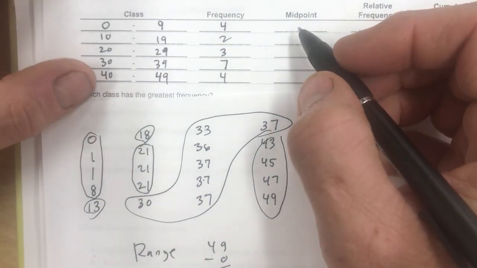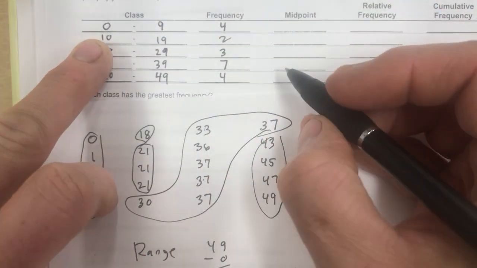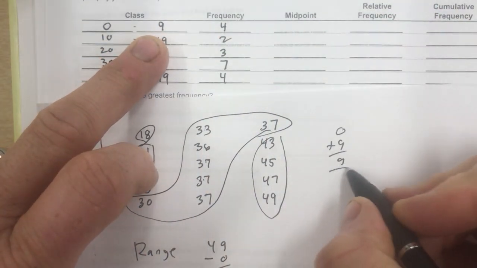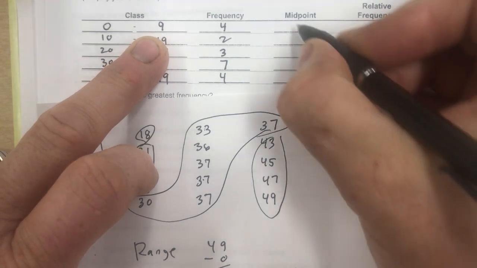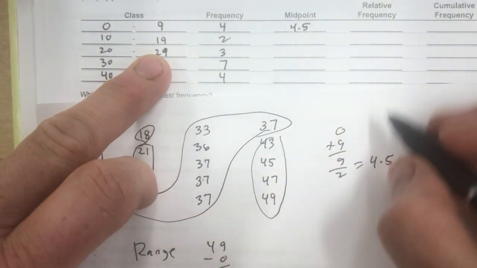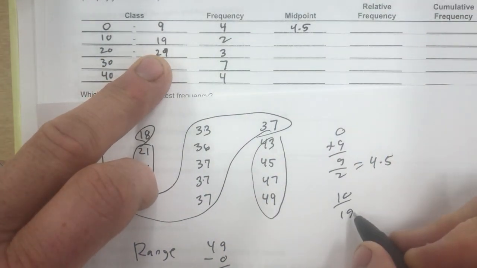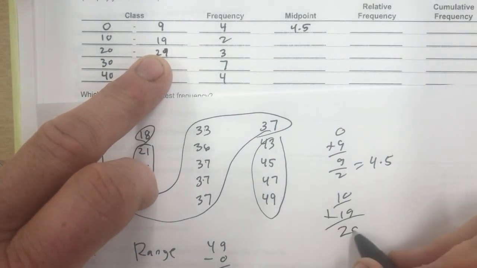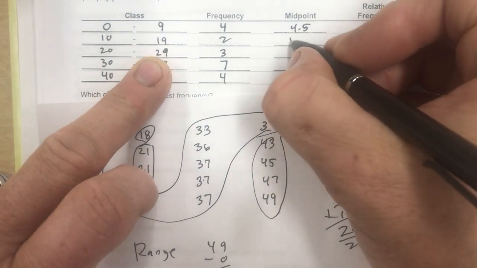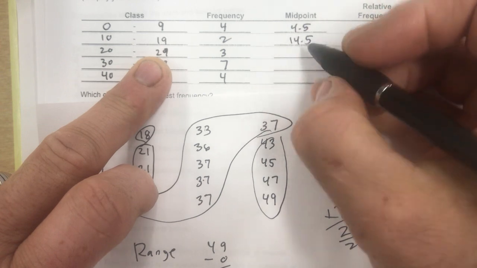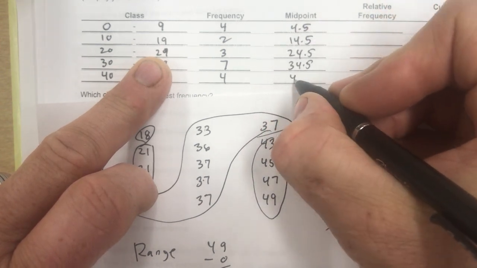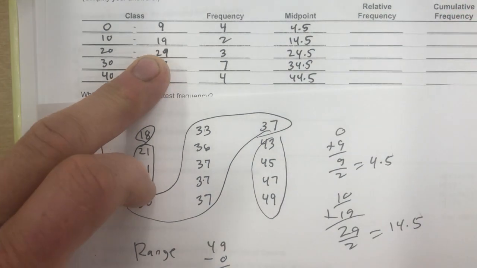Okay, now my midpoint, all right, I do 0 plus 9. 0 plus 9 is 9, divided by 2 is 4.5. 10 and 19 is 29, divided by 2 is 14.5. And you can see it's going up 10. So this would be 24.5, 34.5, 44.5.